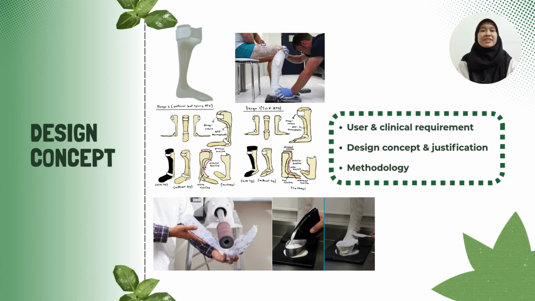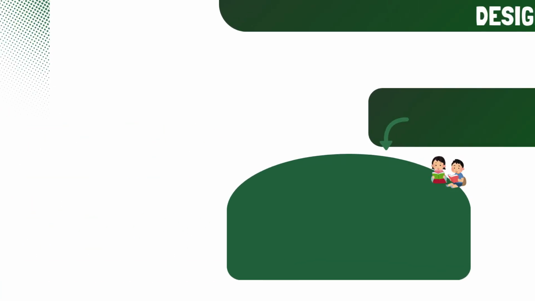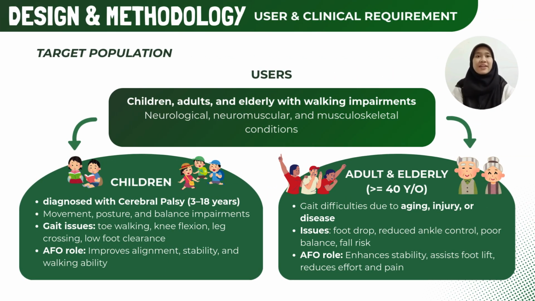For the design concept, we are going to focus on user and clinical requirement, design concept and justification, and methodology. Our target users are children, adults, and elderly people who have difficulty walking due to problems with the nerves, muscles, or bones. For children with cerebral palsy, they often struggle with movement, balance, and posture. They may walk on their toes, bend their knees, or drag their feet. An AFO helps improve leg alignment and makes walking more stable.